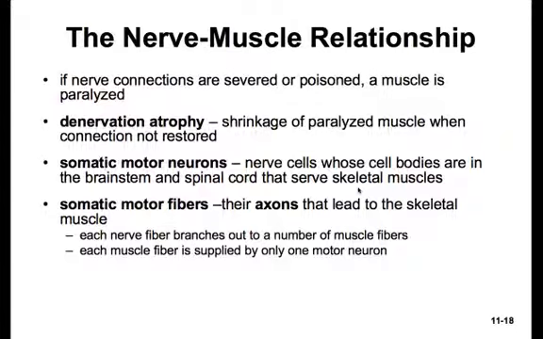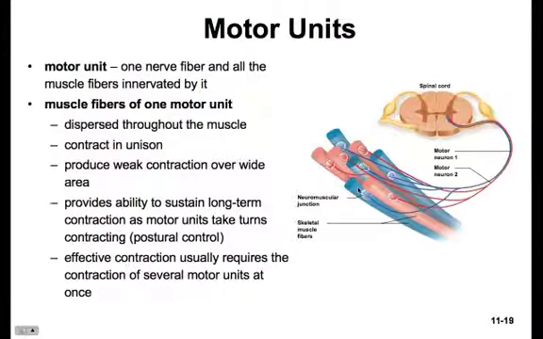We have somatic motor neurons. These are the nerve cells whose bodies are in the brainstem and the spinal cord that serve the skeletal muscles. The axons of somatic motor neurons are called somatic motor fibers, and they lead to the skeletal muscle. Each nerve fiber branches out to several different muscle fibers, and each muscle fiber is only supplied by one motor neuron. So one motor neuron could supply several muscle fibers. However, each muscle fiber only has input from one motor neuron.